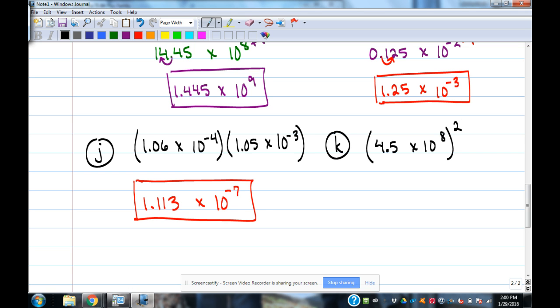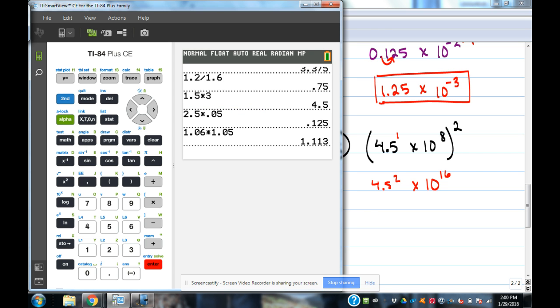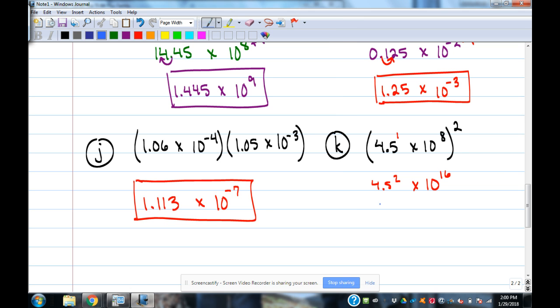4.5 times 10 to the 8th, all of that squared. Okay, that'd be 10 to the 16th. What about the 4.5? Does it stay the same? What do we do to it? Yeah, square it. 4.5 squared. We get that number, 20.25.